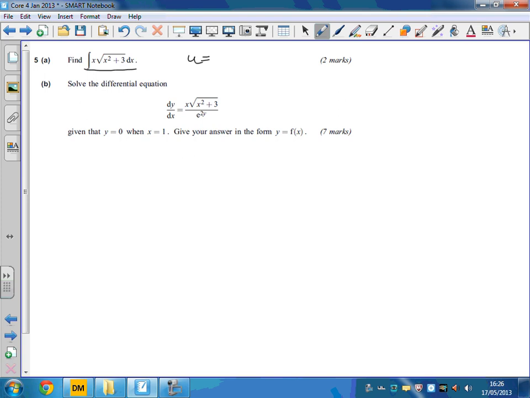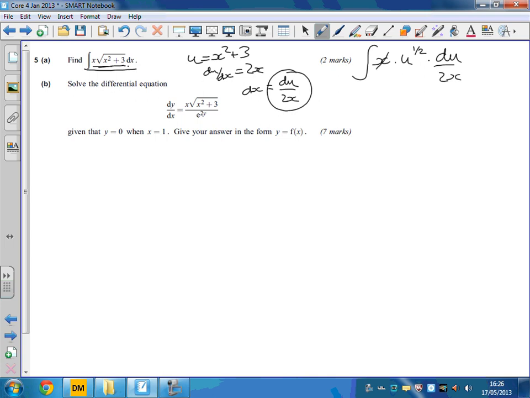You let u equal the bit in the bracket, and so you differentiate that. du by dx is 2x, and you rearrange it to get dx all on its own. So you get du over 2x. Now let's rewrite this integral again. We've got the integral of x times this thing here, which we've decided to call u, so u to the power of a half, times dx, and dx we've worked out here is du over 2x.